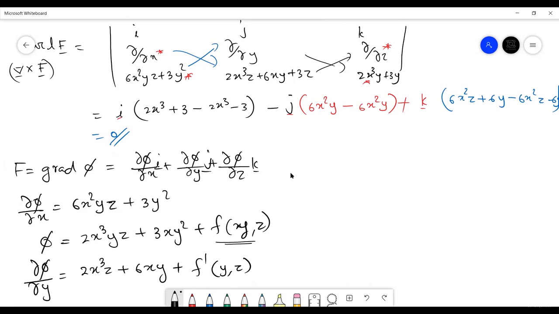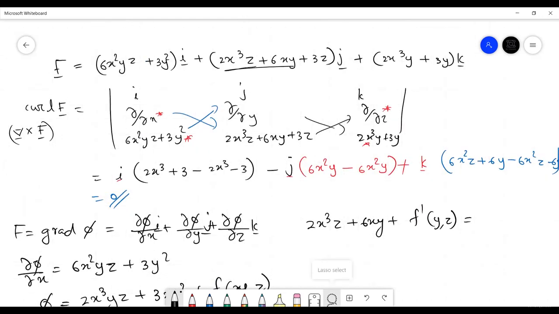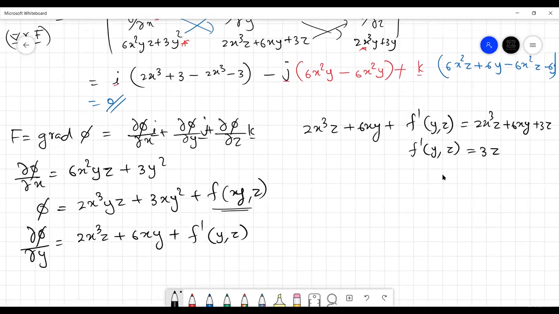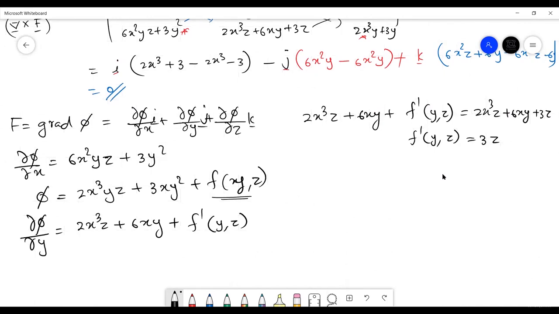By again equating the coefficients, we already know that 2x³z + 6xy + f'(y,z), I said this is equal to, from F, right? From F we can equate this to this term, so that is 2x³z + 6xy + 3z, right? So a few terms cancel out and we get f' is equal to 3z, right? This f' is a term which we got from differentiating with respect to y.